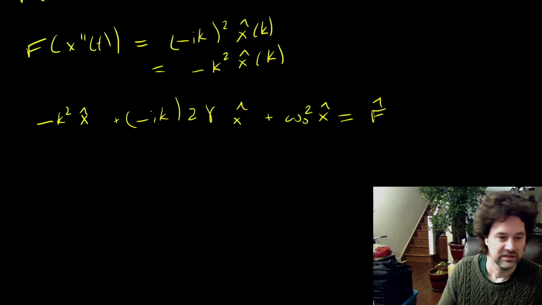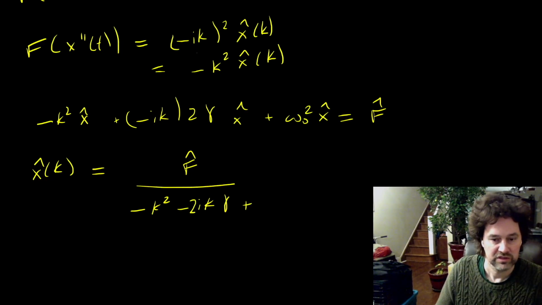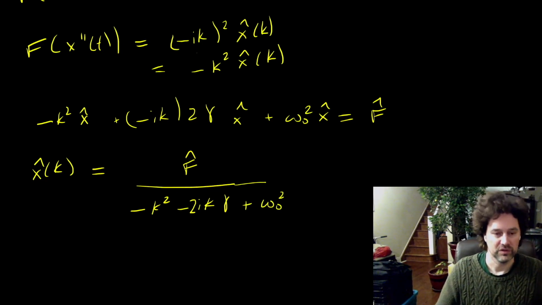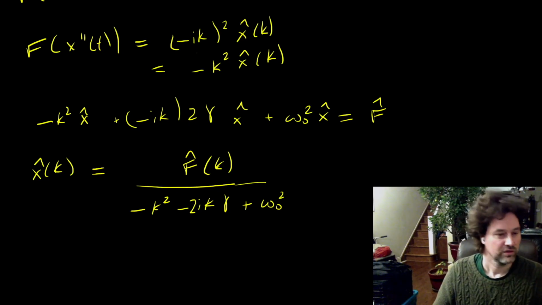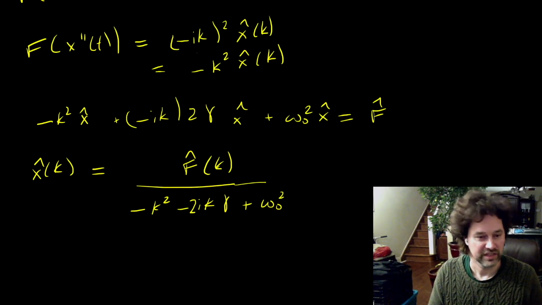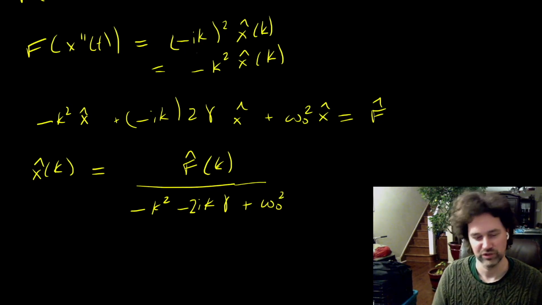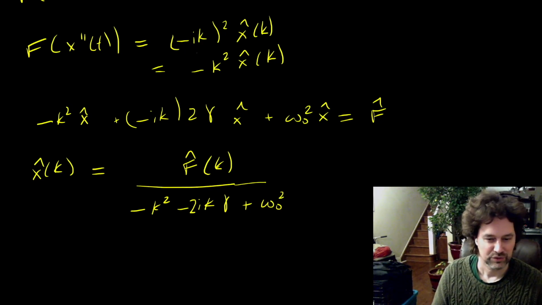And in terms of f hat, what do we have left here? The Fourier transform of x, x hat of k, is f hat divided by minus k squared minus 2 ik gamma plus omega naught squared. Pretty cool. So we now know that regardless of the form of the forcing function f, and for all non-zero gammas, well, zero gammas could be included too, we're going to omit them for reasons that become clear in a bit. So we're only going to consider the non-zero gammas for now.